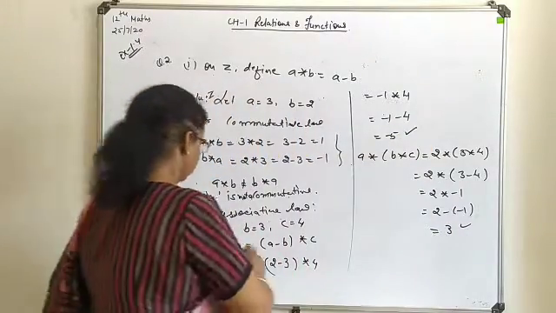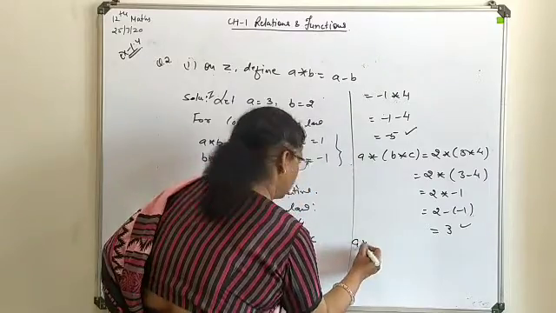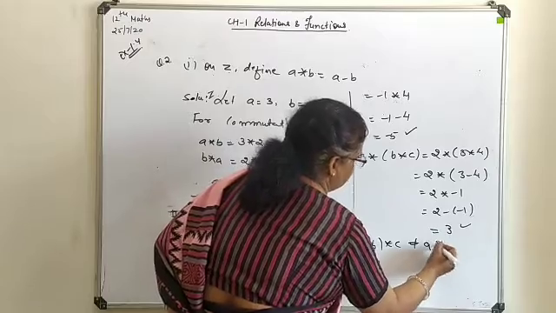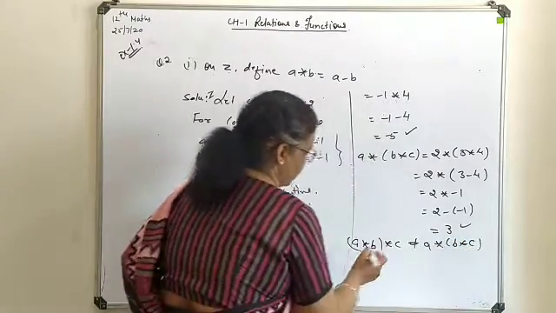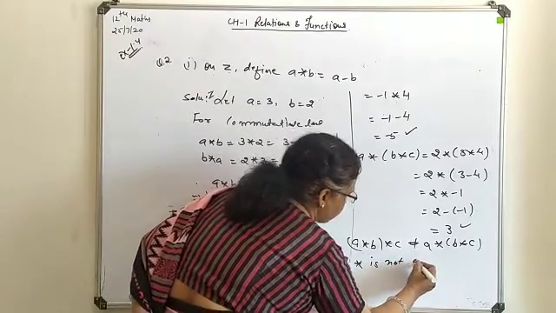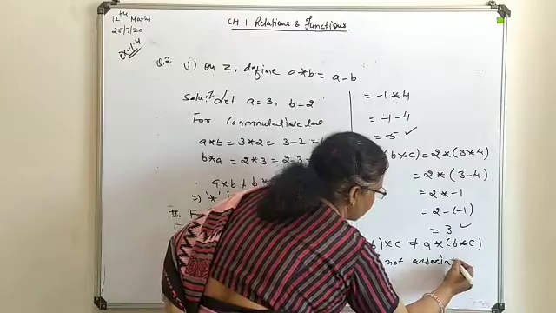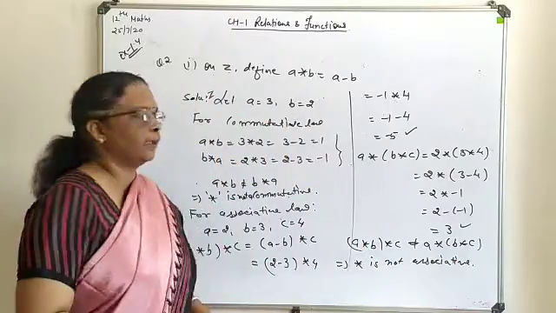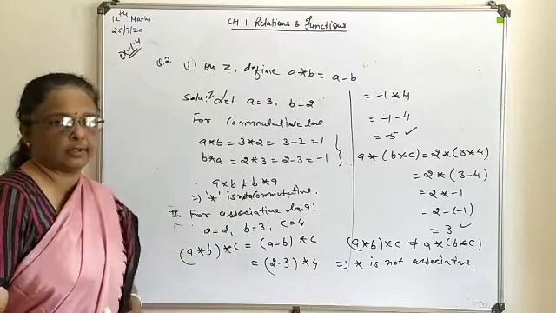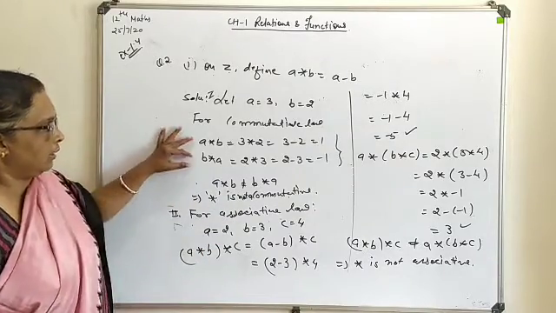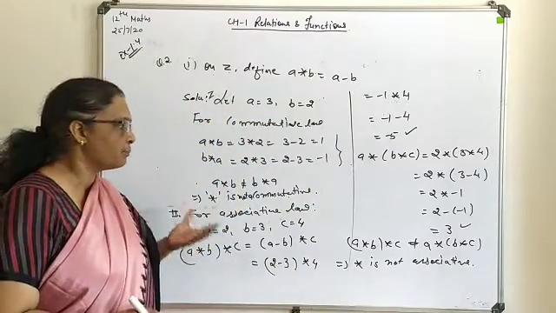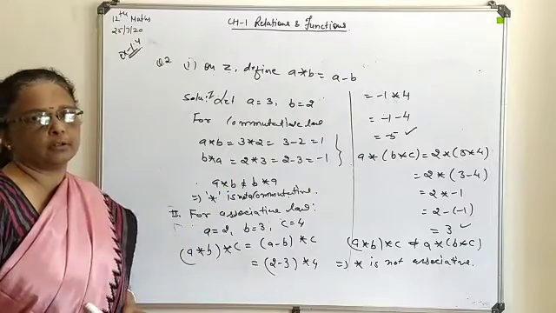So here A binary with B binary with C is not the same as A binary with B, binary with C. That means this binary operation is not associative. So this way you have to check which one holds for the commutative law or for the associative law. It will be better to take some example or some particular case for which you can talk about the solution.